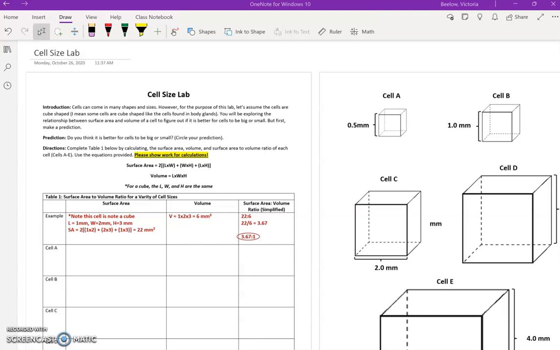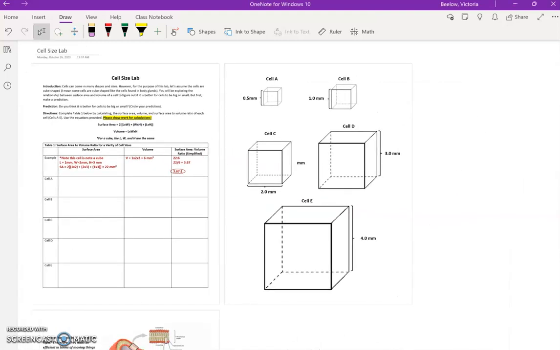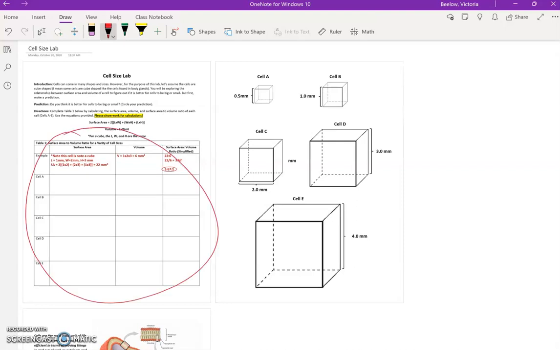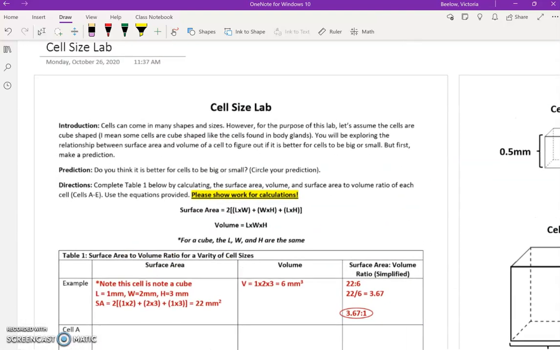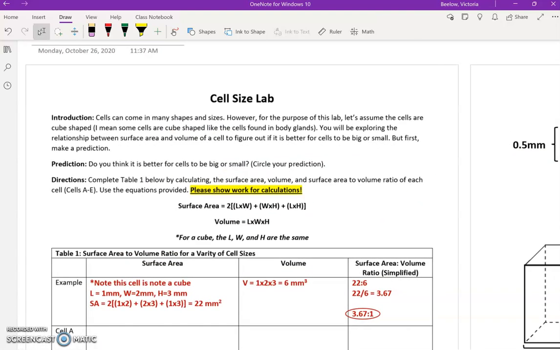In this video, I'm going to be going over how to do the first page, specifically how to complete this table for the cell size lab. So as we've talked about, cells come in many shapes and sizes. Remember, that does tie directly to a cell's function. Structure is directly tied to function.